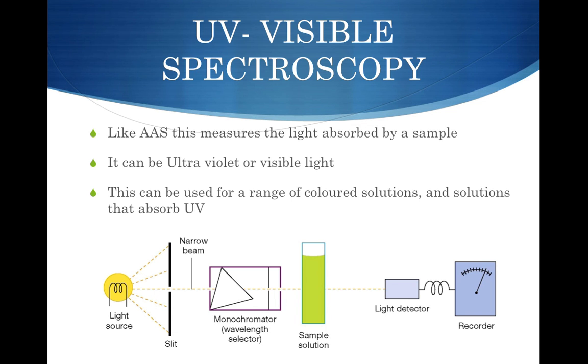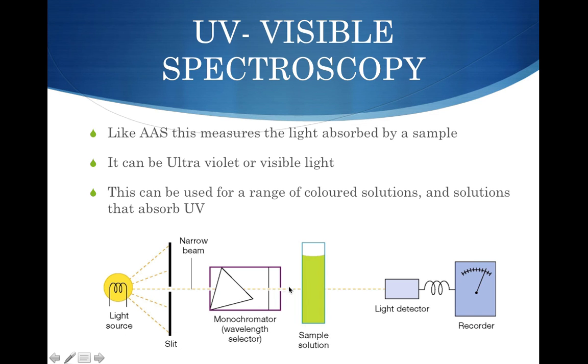So essentially, we measure the light absorbed by a sample, but now we're using it for coloured solutions and solutions that absorb UV light. Our light source is either ultraviolet or visible light. We have a slit to make sure we just have one narrow beam of light. We send that through a wavelength selector because again we just want one wavelength of light. Using lots of different wavelengths just gets confusing.